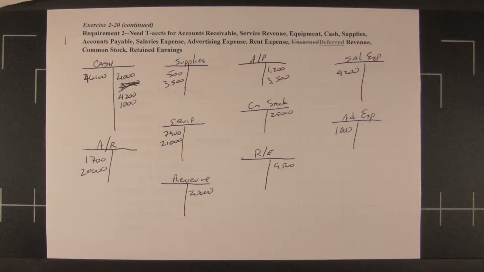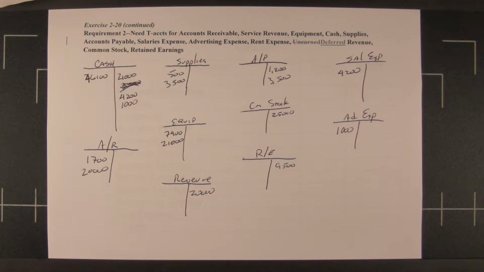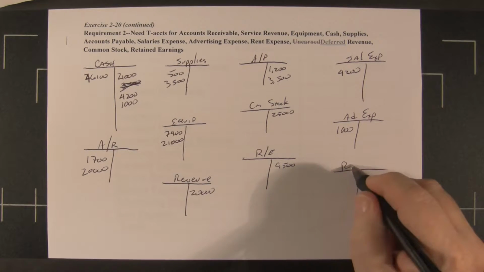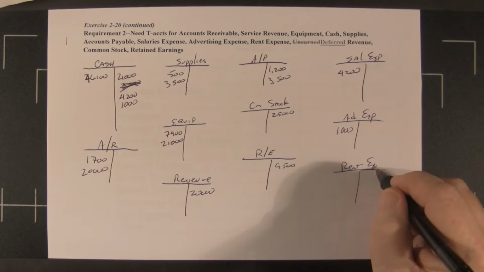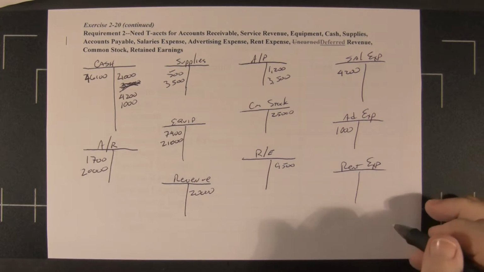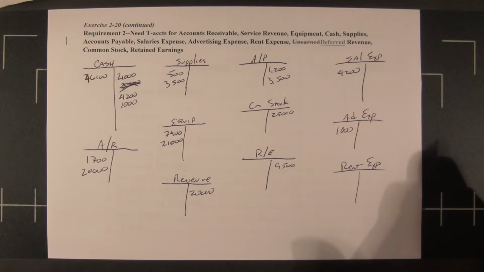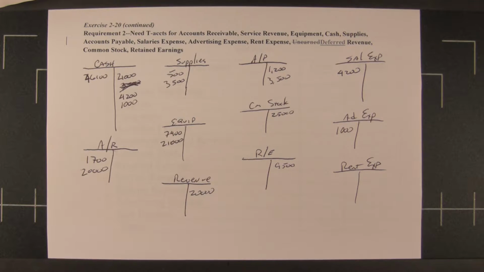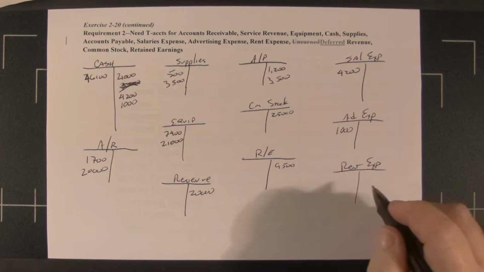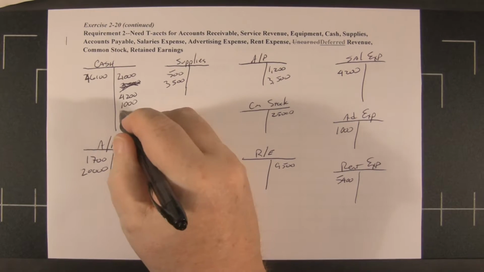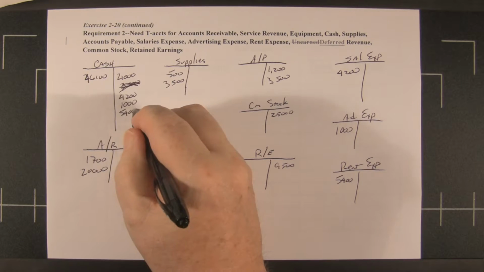Then on September 22nd, we paid our rent. We don't have that, so we need to add that rent expense. And these are all income statement accounts, so they wouldn't appear on the post-closing trial balance, so they wouldn't carry forward to the next period. That's why we have to add all of these. So our rent expense is $5,400, and we paid it, of course, in cash.